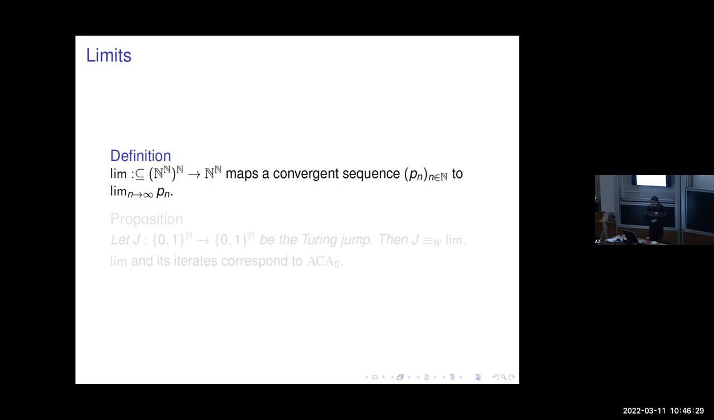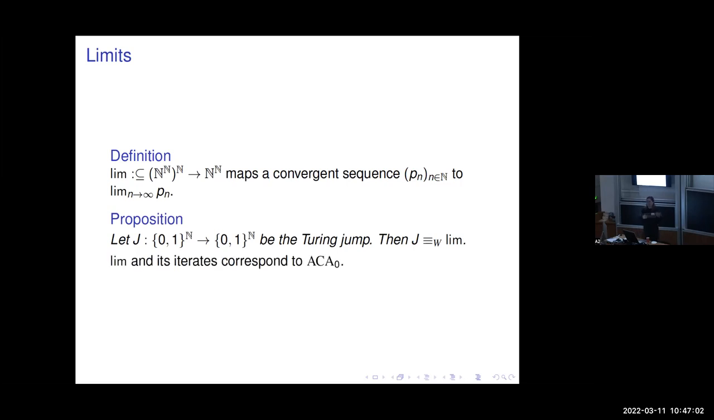I will be talking about a few examples. One of them is LIM. We get as input a convergent sequence in Baire space, where we are really just promised that it's going to be converging. We don't know anything about that. Output is whatever it is converging to. That's just as hard as computing the jump, viewed as a function from Cantor space to Cantor space, where you actually output the relativized halting problem.